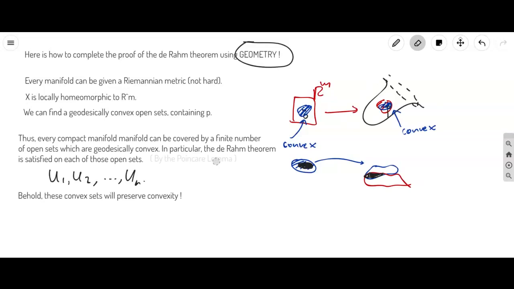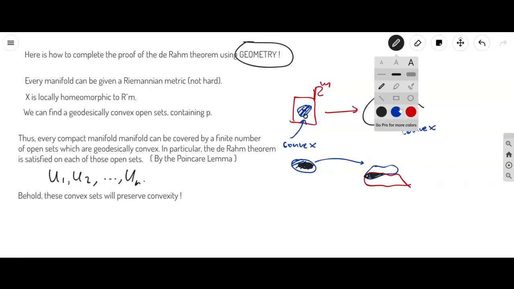And because you know you can use the Poincare lemma on these intersections, and by the previous lemma that says that if it's true on each individual set and it's true on their intersections, then it's certainly true on the union of all of those open sets. And by putting all of that together, that's the outline of the proof of the Rahm theorem.